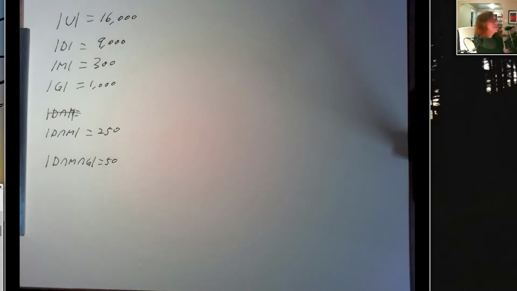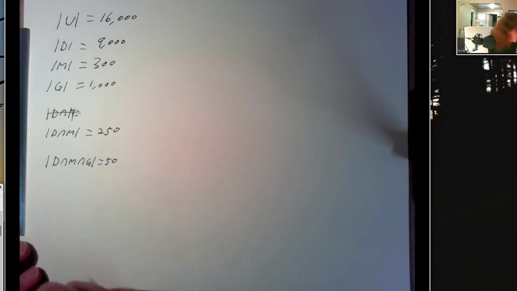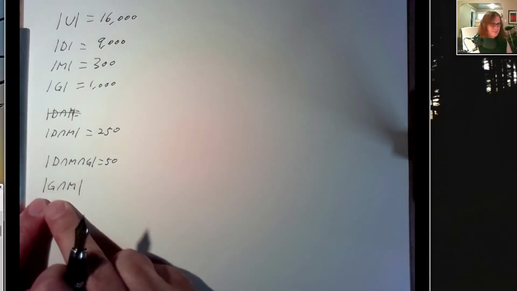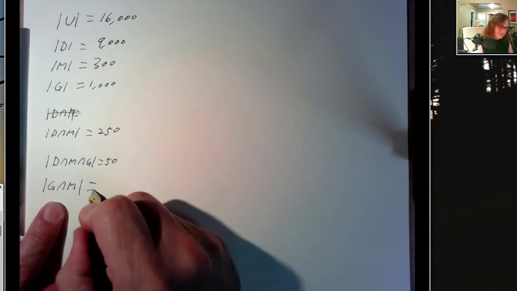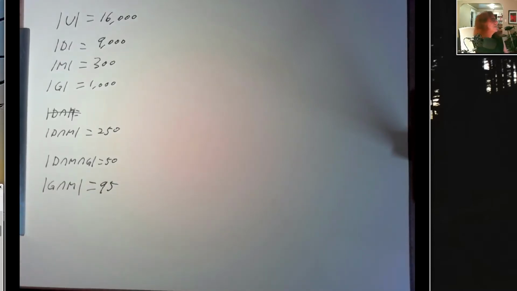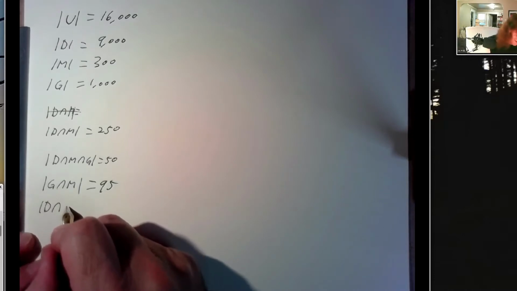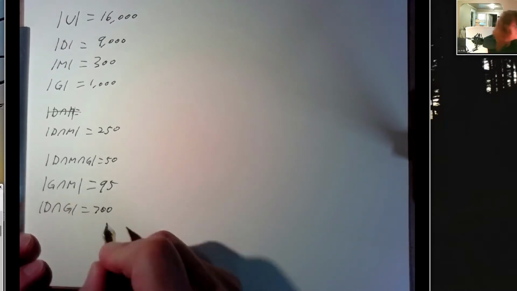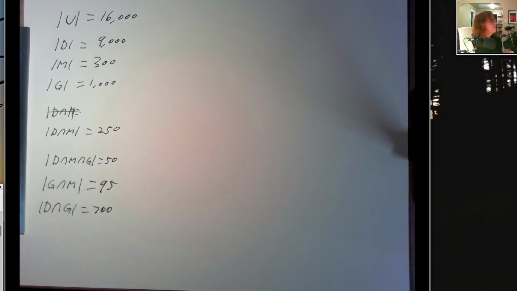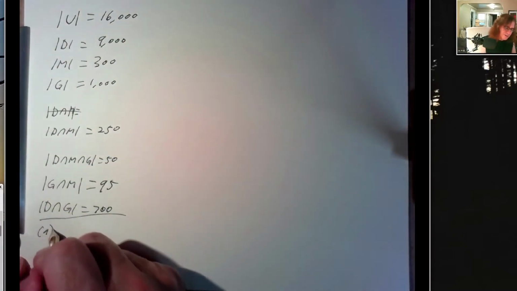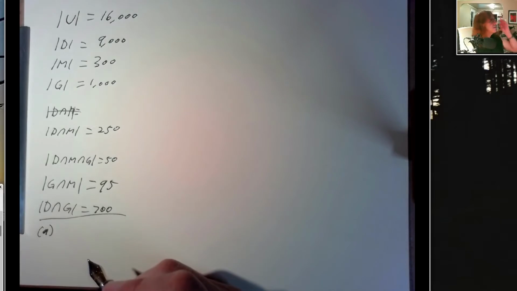So the first part of this question is translating the information that's being given to us into a language of sets and set operations. We're also told there's 95 graduate mathematics majors. So if you're a graduate student and a math major, you fall in this set. You're in both G and M. We're told there's 95 of those. So we know the cardinality of that set. And the total number of daytime graduate students is 700. So if you're a daytime student and you're a graduate student, there's 700 of those. And then we're asked to find some information, starting with the number of evening students.